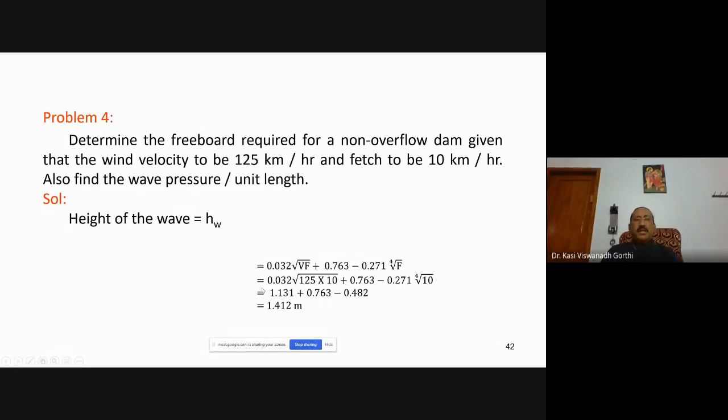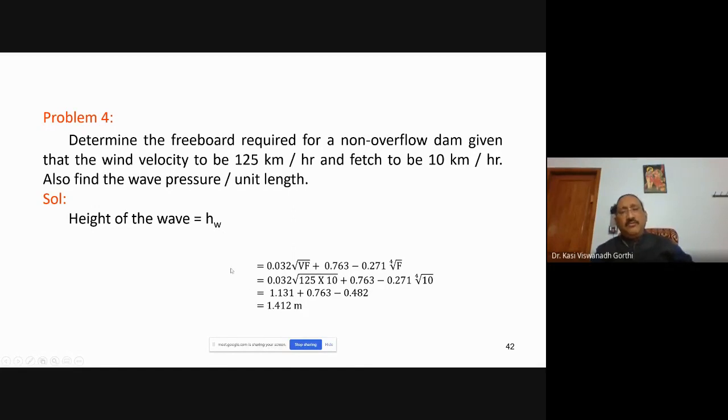Next, determine the freeboard required for a non-overflow dam given that the wind velocity is 125 km per hour and fetch is 10 km. Also find the wave pressure per unit length. So height of the wave, as seen in the earlier case, is 0.032 square root of VF plus 0.763 minus 0.271 into 4th root of F. This equation applies when the fetch F is less than 32 kilometers. If it is more than 32 kilometers, the other equation applies, only the first portion. So since it is less than 32 kilometers, substitute the values of V and F here, and you will be getting the height of the wave HW.